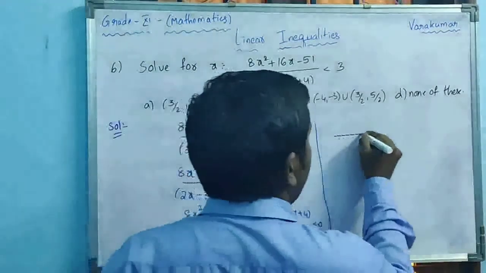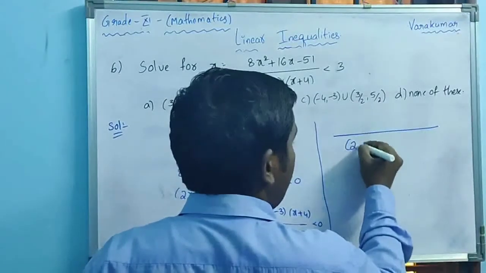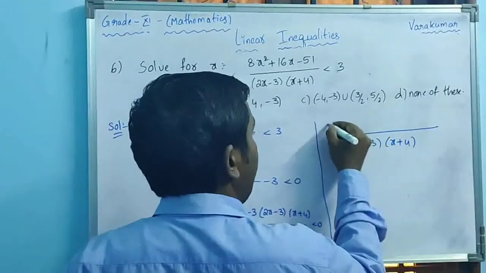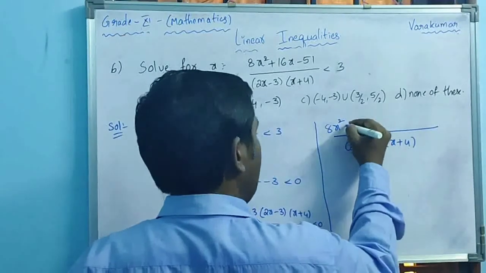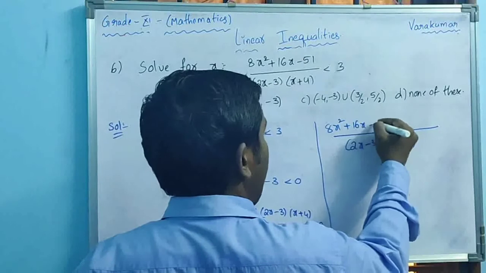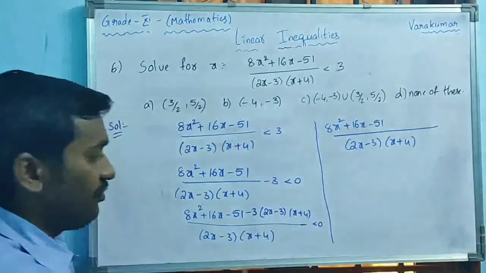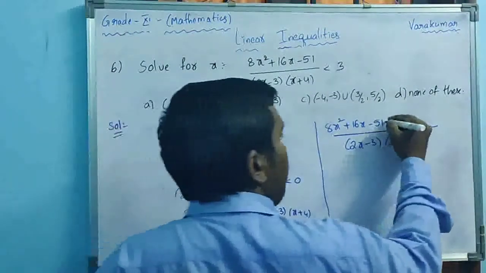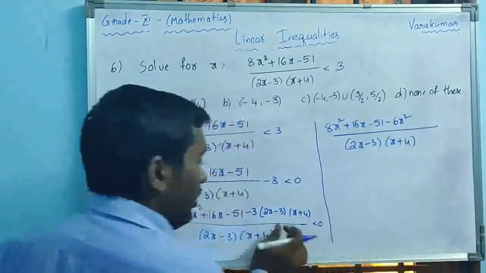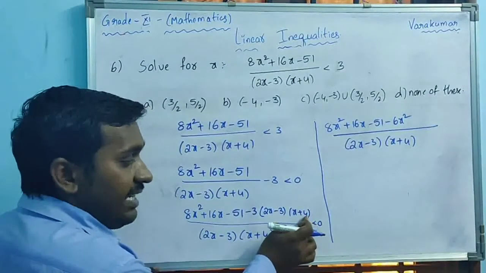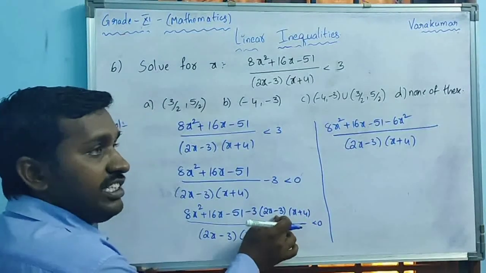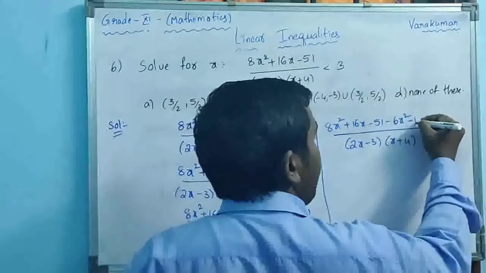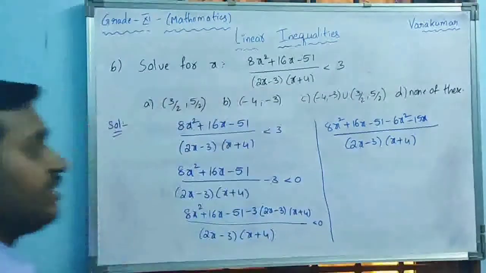If you simplify, the denominator remains 2x minus 3 into x plus 4, and the numerator is 8x squared plus 16x minus 51. Open a bracket: 2x into x is 2x squared, with the 3 it becomes minus 6x squared. Then 2x into 4 is 8x, and 8x minus 3x is 5x. 5x into minus 3 gives minus 15x.